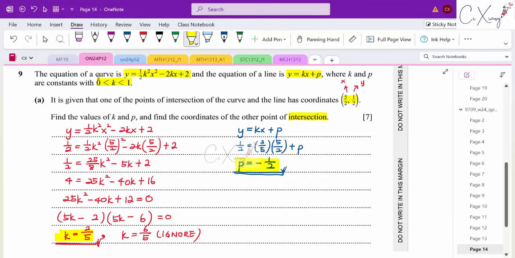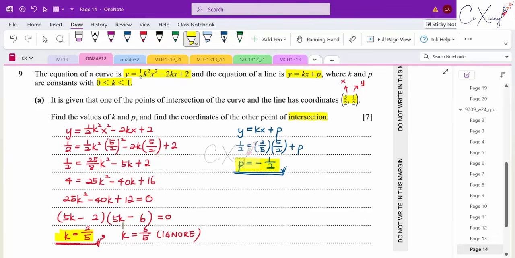Alright, then after we get the value for k and p, they want us to find the coordinate of the intersection point. So this is one of them. By right, you should have another intersection point. So they want us to find that particular intersection point. So usually when you find an intersection point, we will need to solve the equation simultaneously, where we solve the curve equation and also the line equation at the same time. You can either substitute the line equation into the curve, or you can just solve them simultaneously and try to get the x and y coordinate.